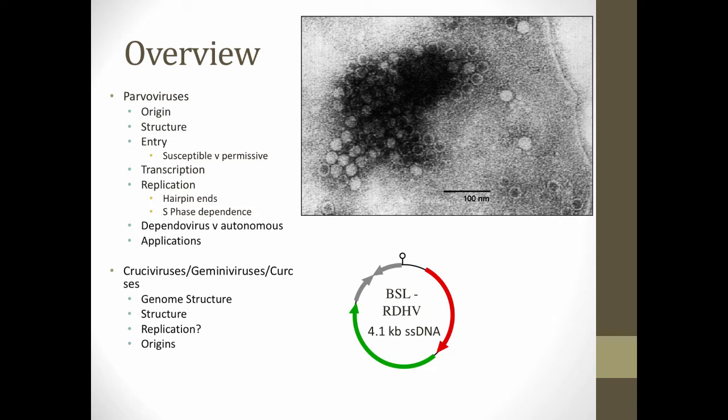We'll look at the differences between dependoviruses and autonomous parvoviruses. We'll just look at that briefly. We'll look briefly at some applications. And then we will talk about some of the stuff that we work on in our lab. And there's your first typo of the day. And again, for the stuff we work on in our lab, we'll look at genome structure, potential structures, how these viruses replicate, and the origins.